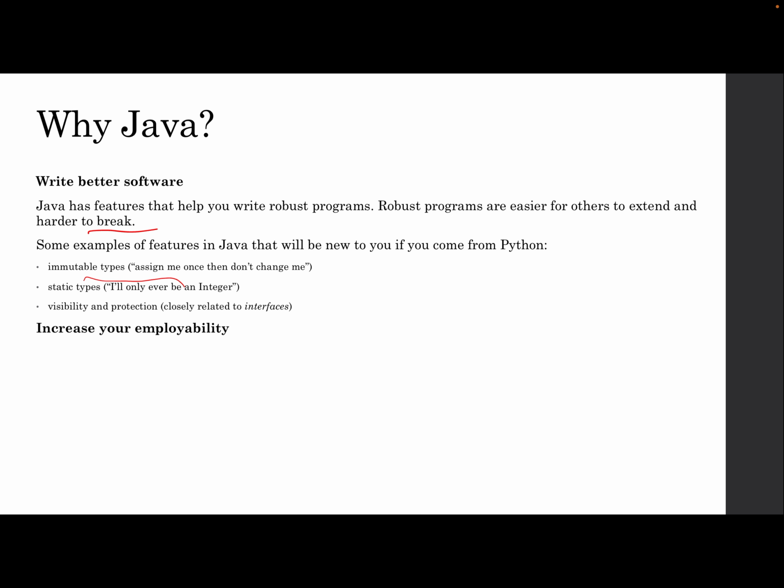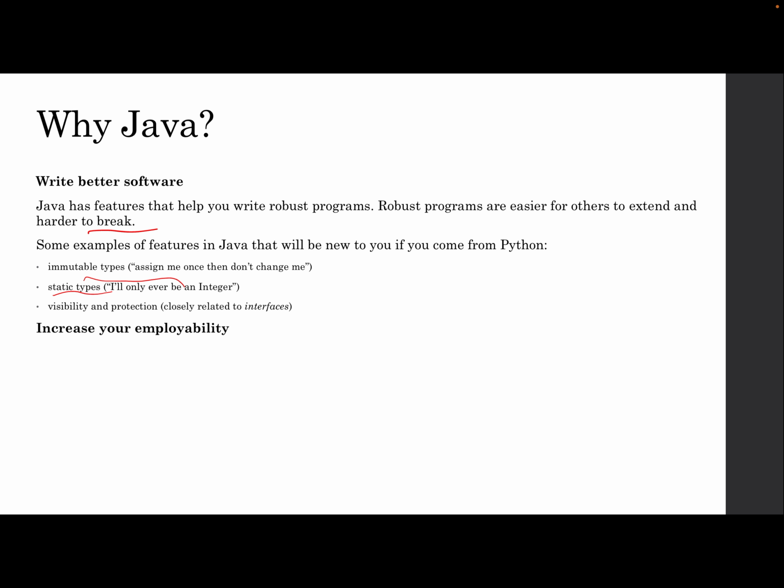Java also uses something called static typing. So static typing is this. When you declare something to be an integer, Java expects it to remain an integer. And the compiler can catch many different mistakes before the program even runs. So if you try and store a string into an integer, Java's not going to let you do it.